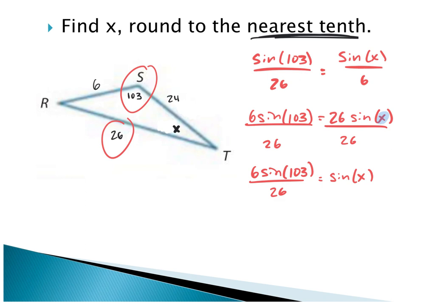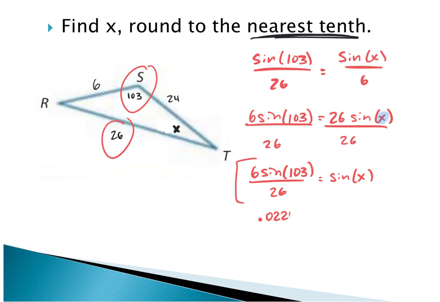Now, there's a few ways you can do this from here. Number one is you can take the inverse, because we're going to need to use inverse trig. You can take the inverse of all of that. But that's a lot to put in the calculator. So I'm going to go ahead and put this right here in the calculator first. So that's going to be 6 times the sine of 103, I'm plugging this in the calculator right now, divided by 26. And I'm just going to use this decimal. So 0.2248. Okay, oops, we don't need the 8.